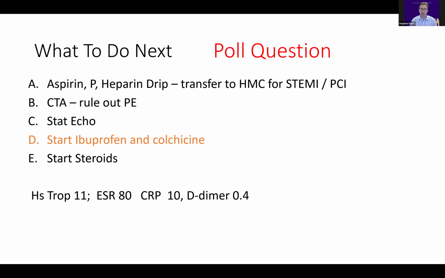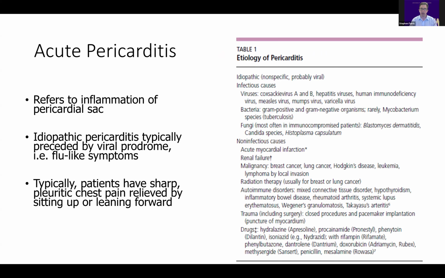There's not hard data. There's observational data that using steroids actually can increase the chance of having chronic pericarditis, which is not something that anybody wants to have. It's a miserable condition, okay? Lots of etiologies for pericarditis. Most of the time it's we don't know, okay? And then a lot of other times it's going to be a viral infection that they had, all right? So Coxsackie viruses, influenza, COVID, lots of viruses, okay?